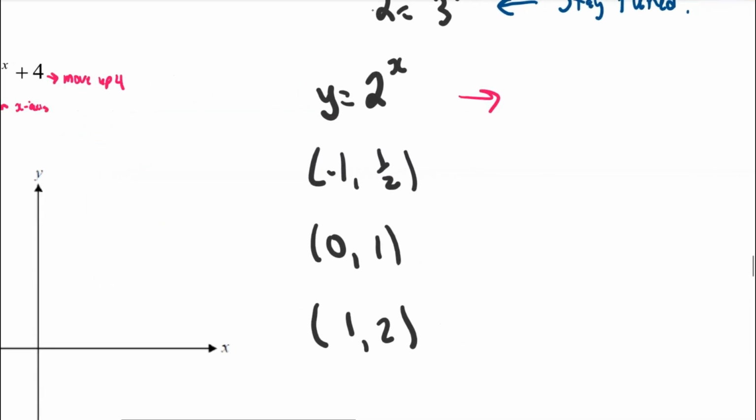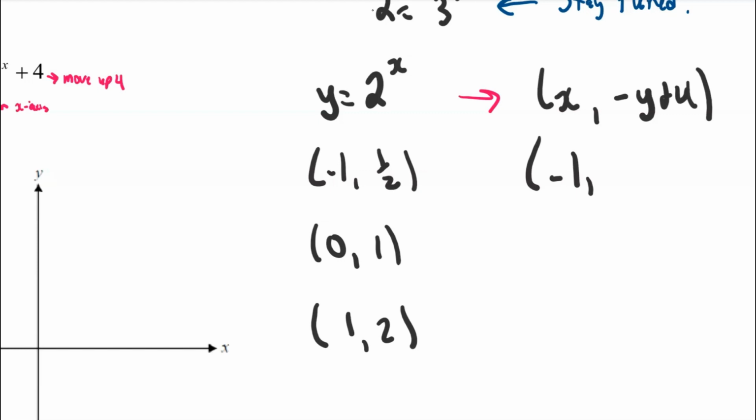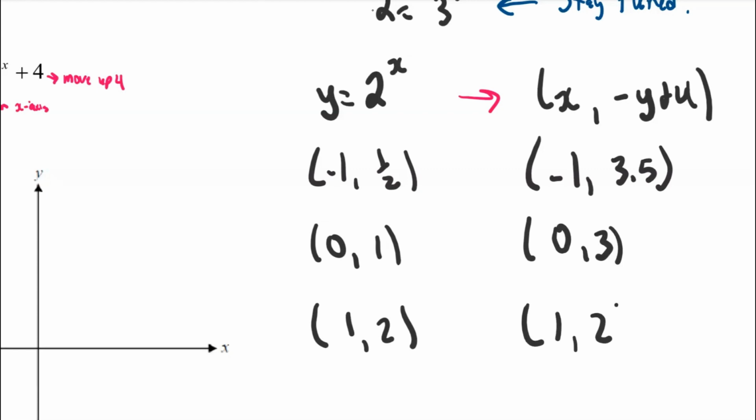So let's do a mapping of that. Leave your x values alone, and then you'll do -y plus 4. Now it's going to be at -1 and 3.5 if you want to use decimals. Then it's going to be at 0 and 3, and then finally at 1 and 2. So let's go ahead and graph this.